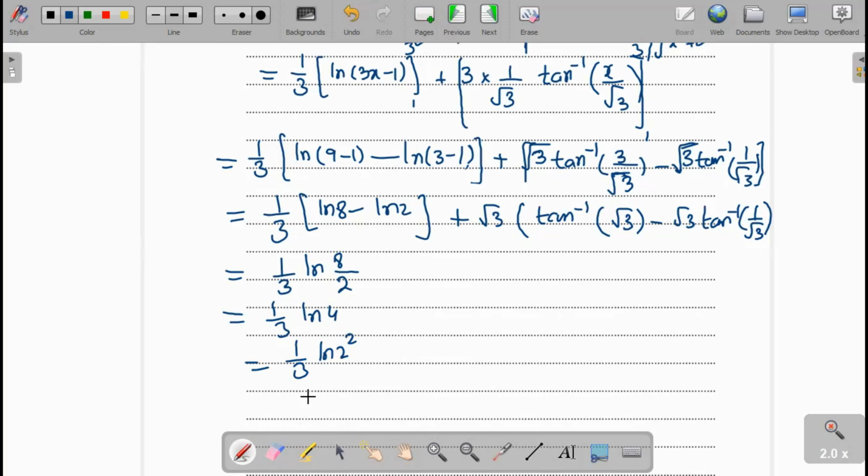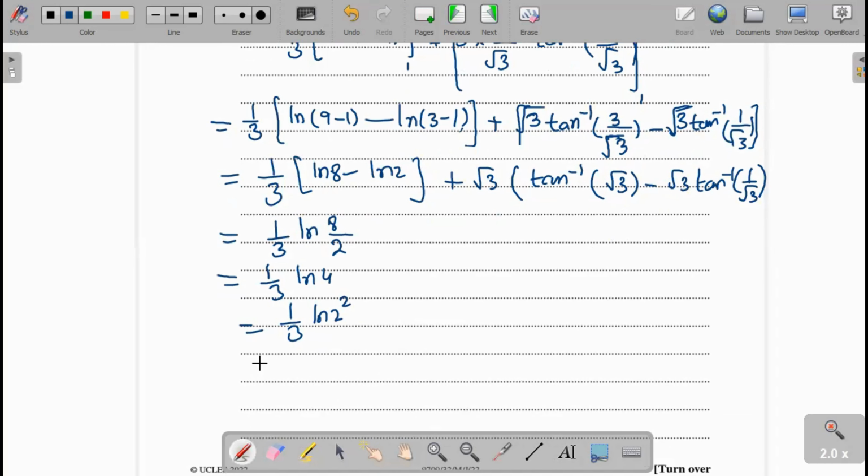Power of the logarithm can be written as a coefficient of the logarithm. Now we can write 2 over 3 ln 2. Okay. Now next is the plus square root of 3 into tan inverse square root 3.